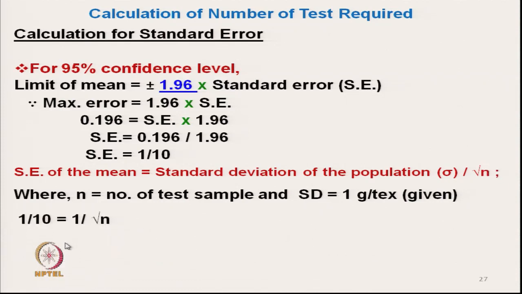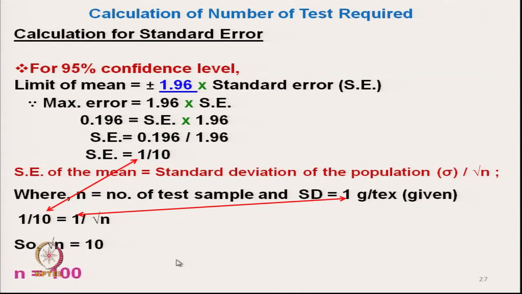So, 1 by 10, this is the standard error. So standard error 1 by 10 equals 1 divided by the square root of n. What is this 1? This 1 is the standard deviation. And n is the number of samples which we want to calculate. So, square root of n equals 10 and n will be equal to 100. So, this is the answer.